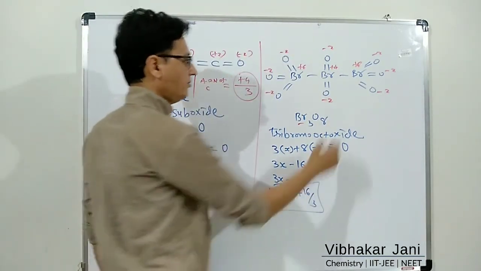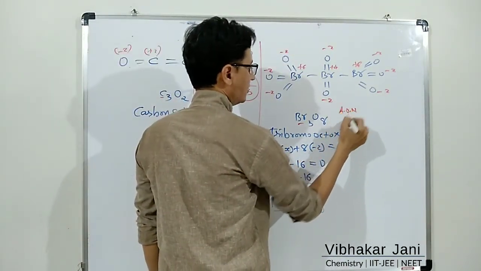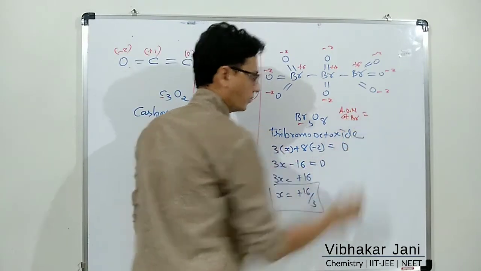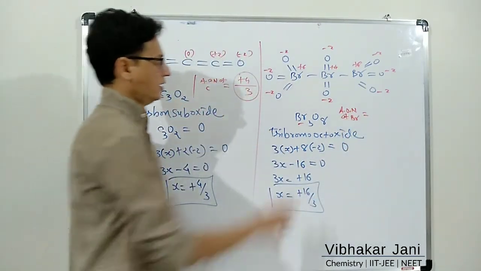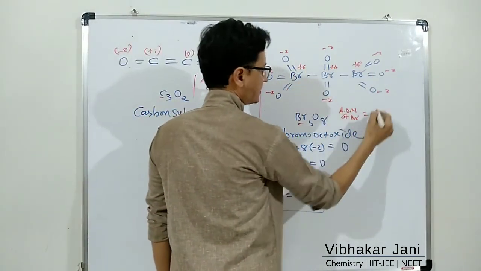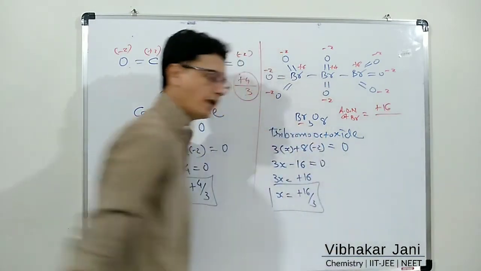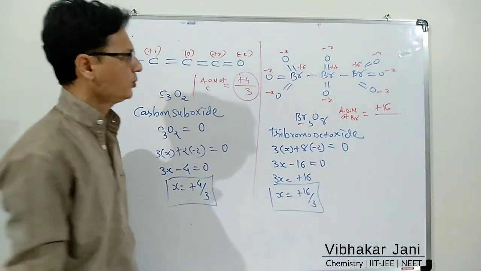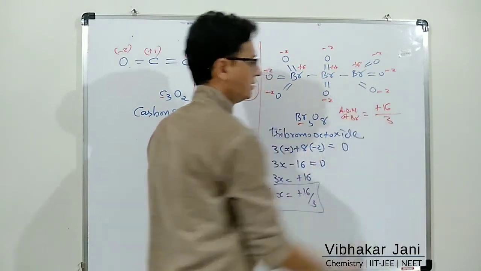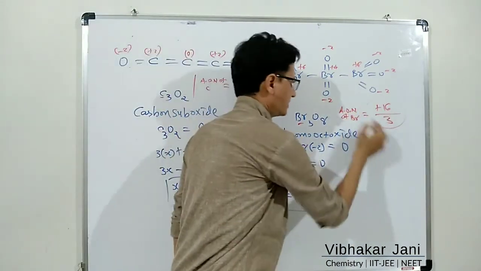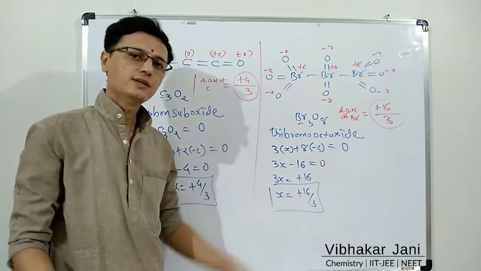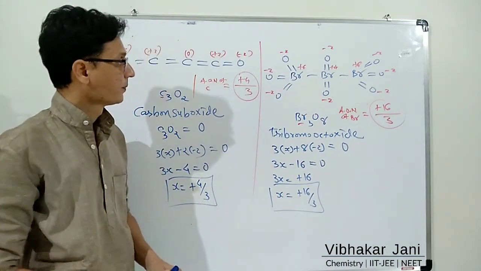Now let us find the average oxidation number of bromine. It is equal to the total charge, 6 plus 4, 10 plus 6, that is plus 16, divided by the total number of bromine, which is 3. So it is plus 16 by 3. This is the average oxidation state.